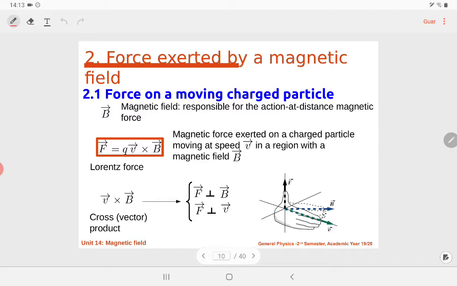So again, I want you to try to remember how to do the cross or vectorial product. This is a way to do it when you have vectors. When v and B are perpendicular, it's quite easy to use this rule.